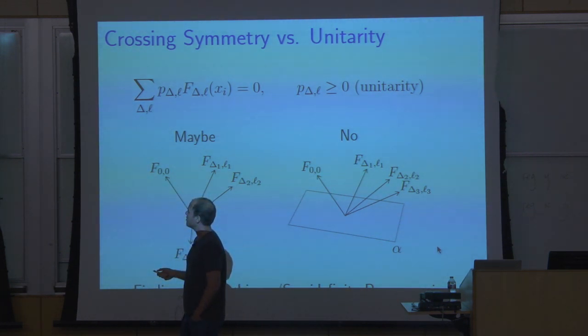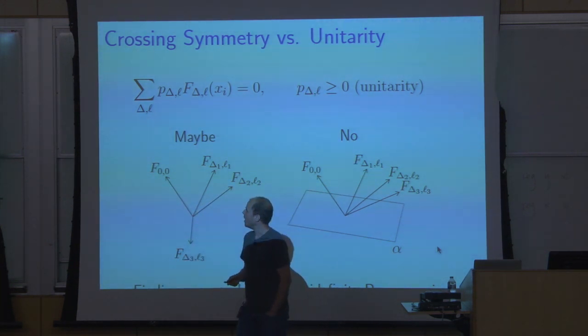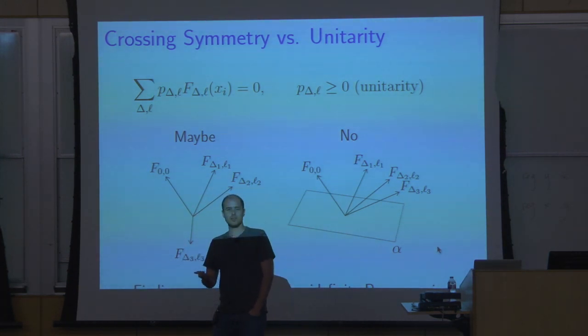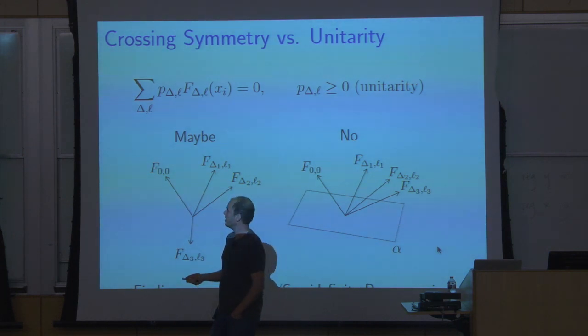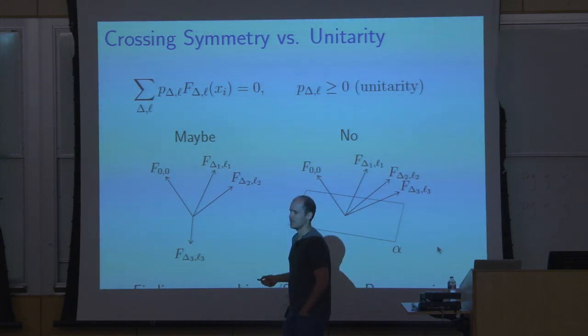And then they have positive coefficients. We're trying to solve this equation, this sort of balance of forces equation, with positive coefficients. Sometimes it's possible to solve this, and sometimes it's not. On the left is an example where it is possible. We write out all the vectors corresponding to all these different deltas, and then we try to see if they can balance. In this case, they can. And on the right is an example where they can't.